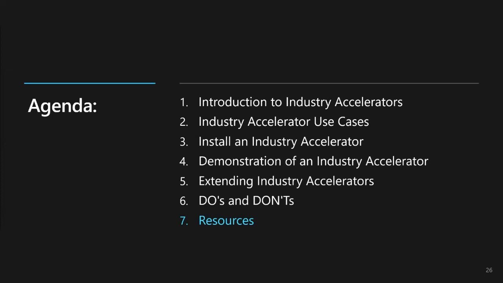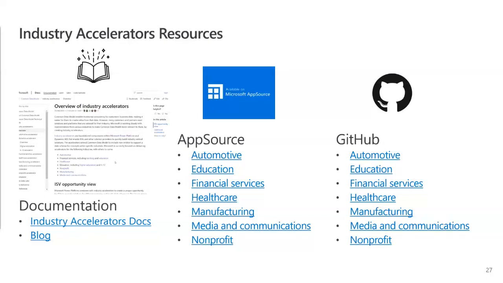All right, so we're going to wrap up with a few resources. I've pulled together a variety of different links for you. The first page of resources here is all of the industry accelerator resources. You can find all of the documentation on the docs website, and there's also a blog where you can track and get additional information. All of the industry accelerators are available on AppSource and on GitHub.